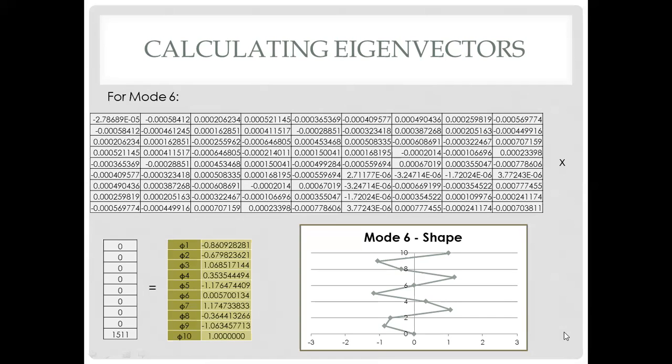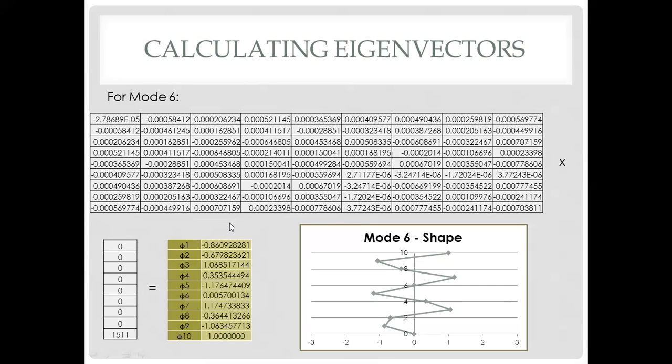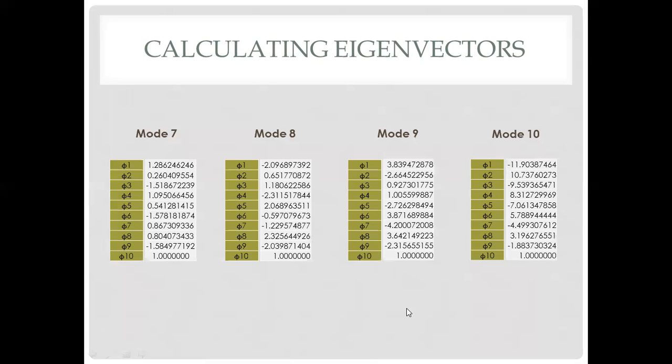And then, next, to solve for the eigenvector, we multiply this 9 by 9 matrix that we inversed with the values on the other side that became positive. Then we will come up with the results. These are the eigenvectors for mode 6. So, this is the mode shape from 1 to 10.